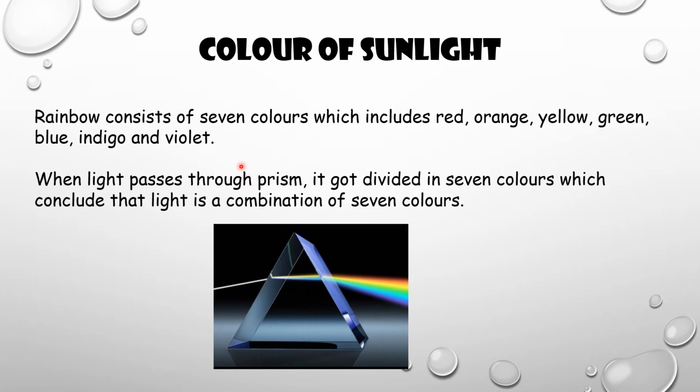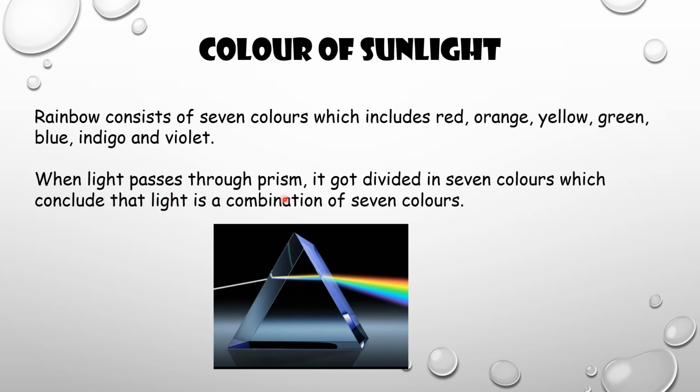Next, color of sunlight. A rainbow consists of 7 colors, which are red, orange, yellow, green, blue, indigo and violet. It is called VIBGYOR: violet, indigo, blue, green, yellow, orange, red. So a rainbow consists of 7 colors.